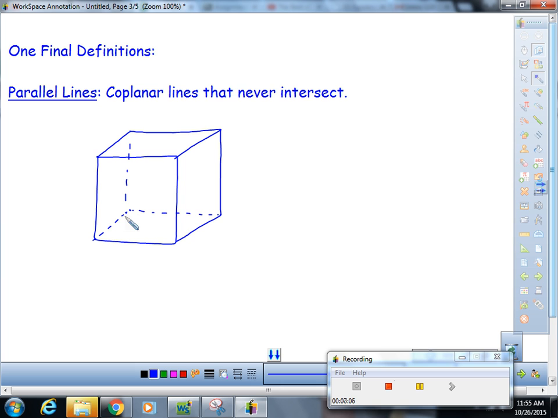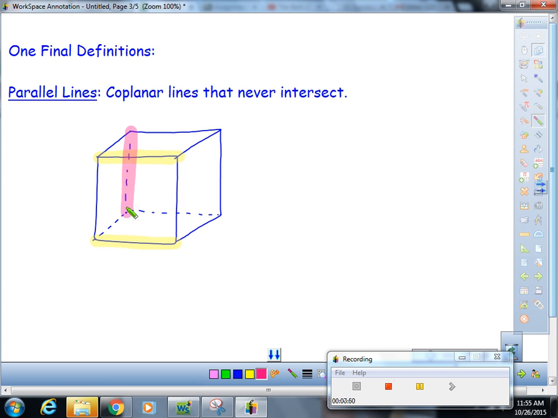All right, so parallel lines. Parallel lines are coplanar lines that never intersect. So you would say that the line that touches the front wall with the ceiling is parallel to the line that touches the front wall and the floor. Those lines are parallel because they are coplanar. What plane are they in? They're in the front wall plane. And do they ever touch? No. Niet.